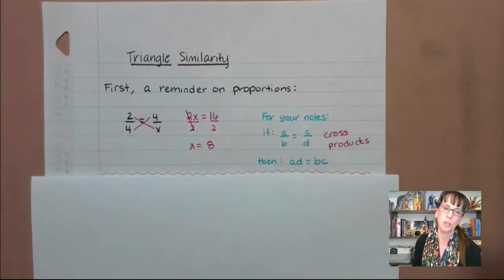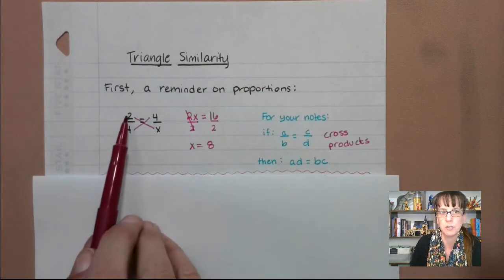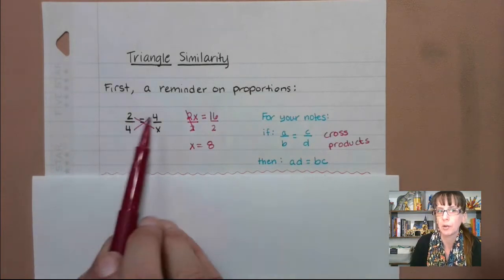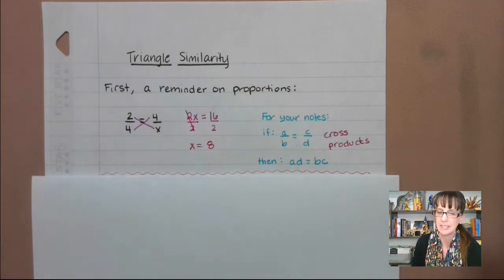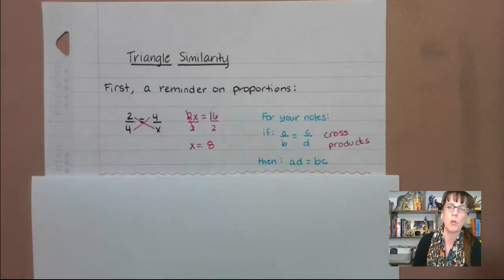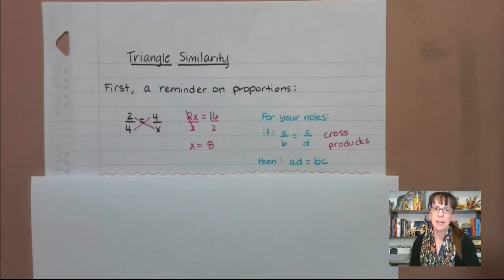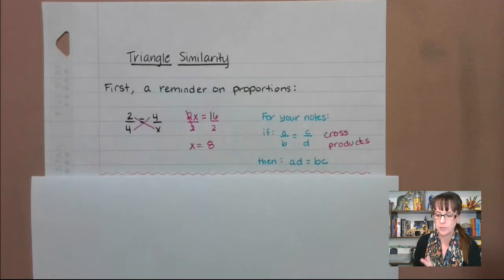And if you go back and look at that, that seems pretty logical because 2 is half of 4 and 4 would be half of 8. This is a nice easy one where you get whole numbers. That doesn't always work out though. So you definitely want to learn and use those cross products. And here's a generic form of those cross products if you need that.